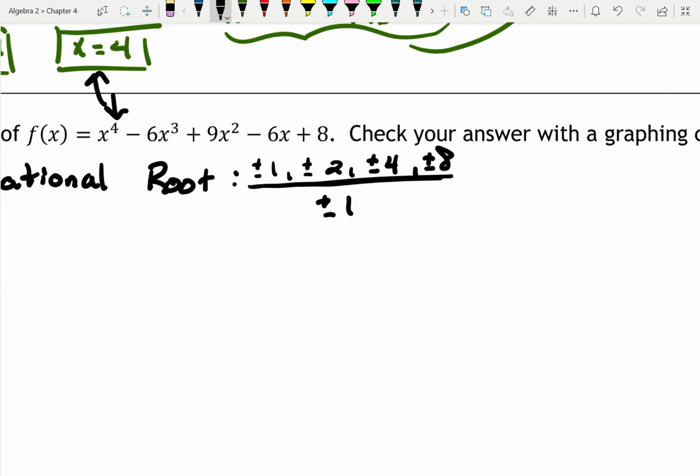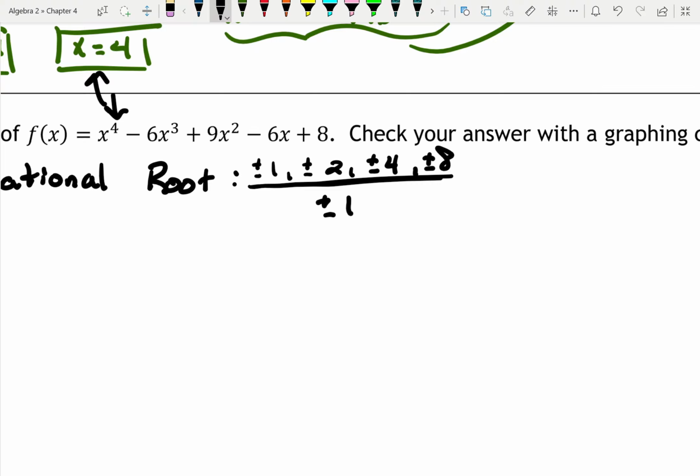So I'm going to take out a calculator. I've got a graphing calculator right next to me, and I'm going to try out a few of these points. I'm going to go to the y equals, and I'm going to type in this function. So I'm going to type in x to the 4th minus 6x cubed plus 9x squared minus 6x, and then plus 8.